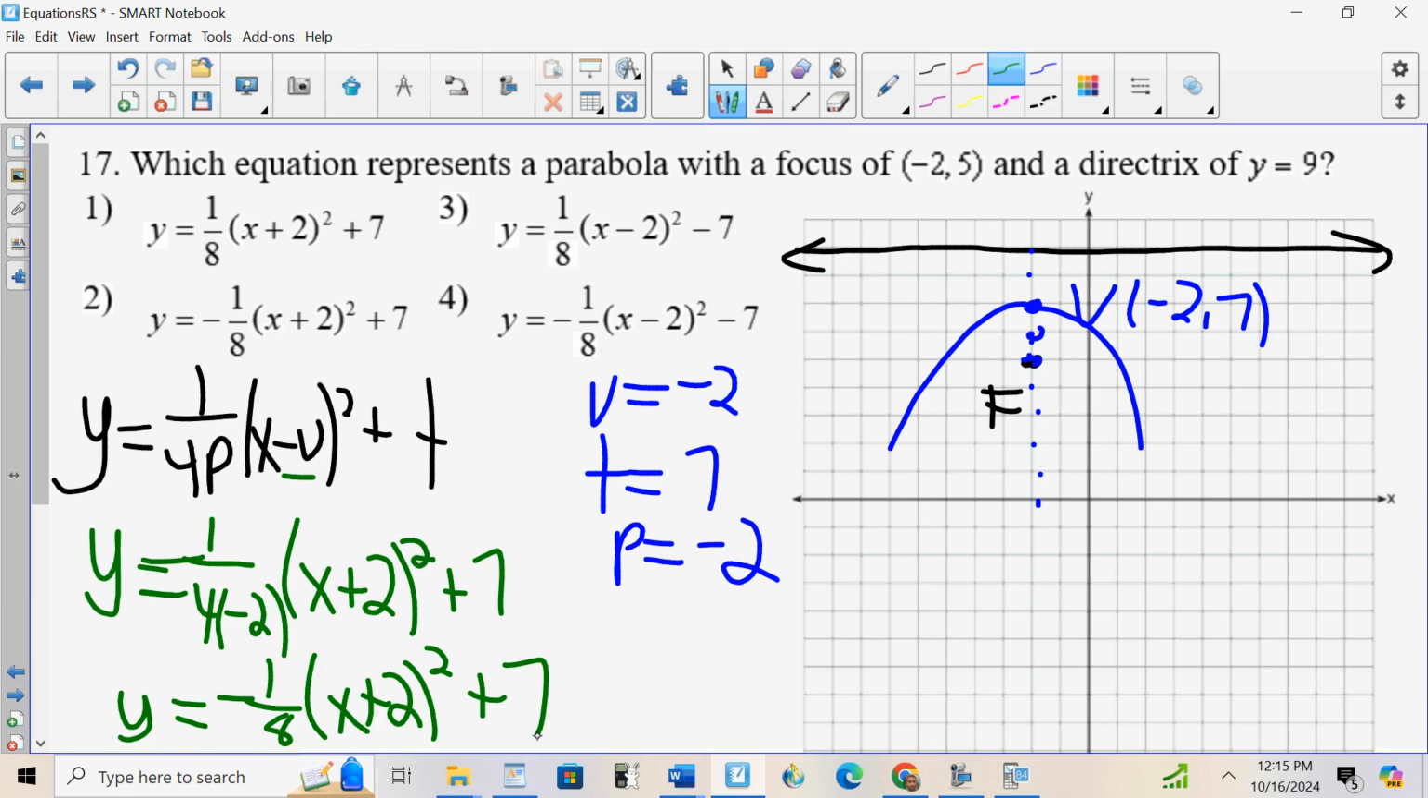7. Be careful that you circle the right answer. It's got to be negative. Those aren't negative. It's got to be a plus 2, a plus 7. It's choice 2.